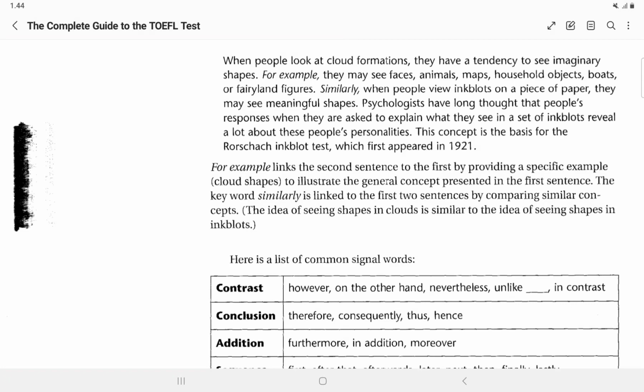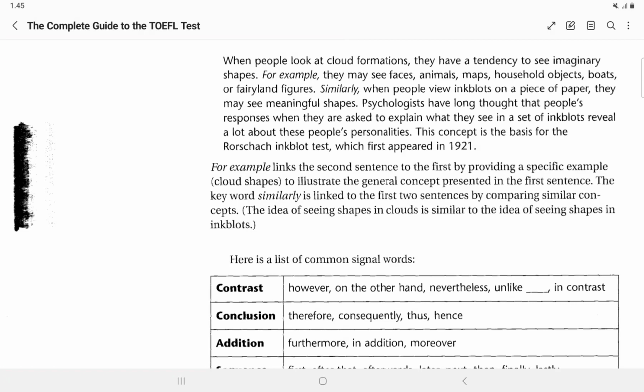Okay, the keyword similarly is linked to the first two sentences by comparing a similar concept. Similarly, when people view ink blots on a piece of paper, it connects the idea about cloud formations with ink blots.